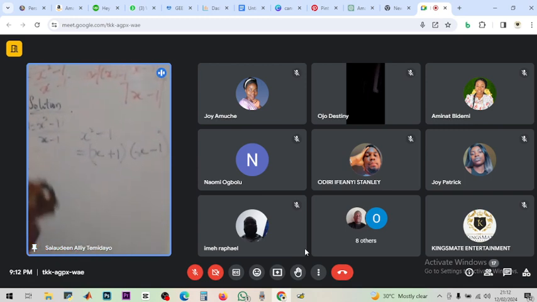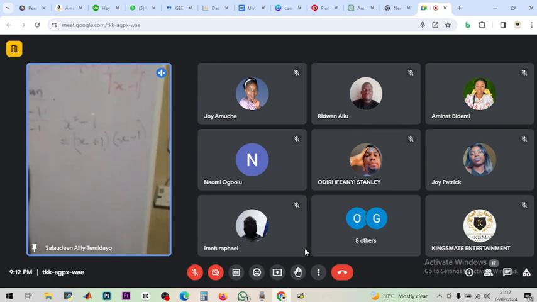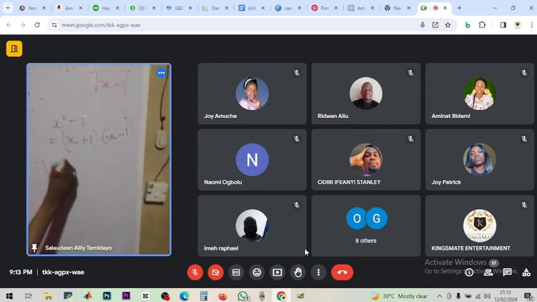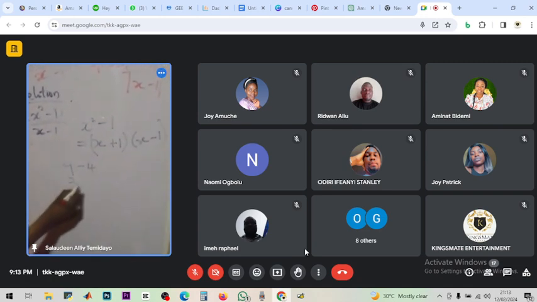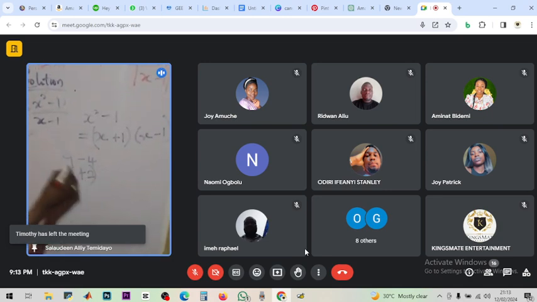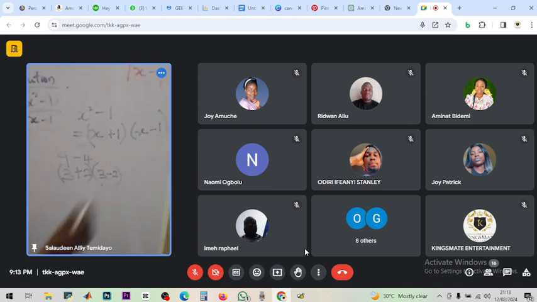Note very well, this is one of the laws in expansion of brackets or in factorization. We call it difference of two squares. It's like saying 9 minus 4. The difference of these two squares means, what is the square root of 9? 3. Square root of 4? 2. So it will be expanded as 3 plus 2 times 3 minus 2.